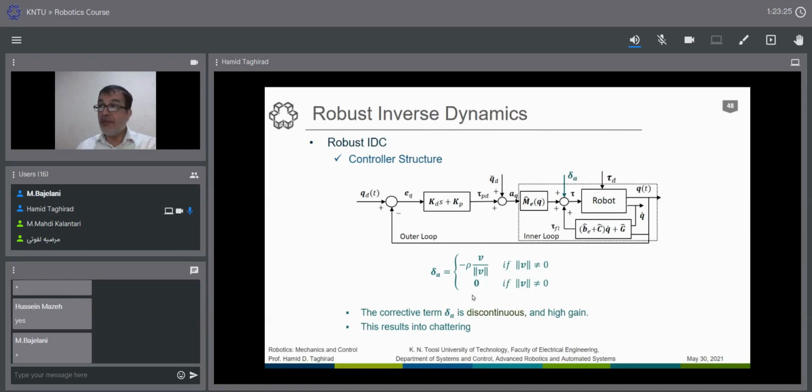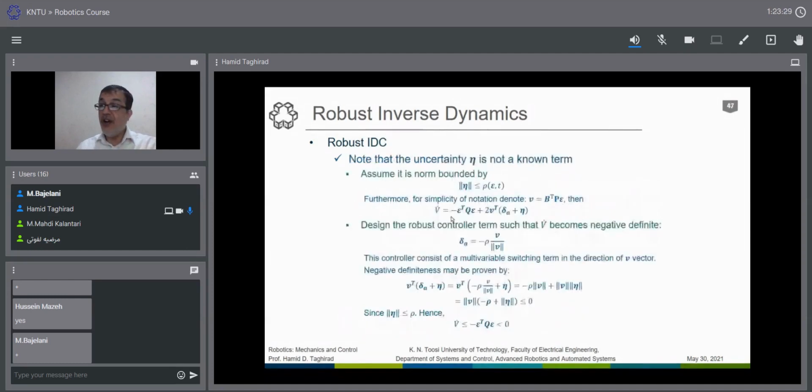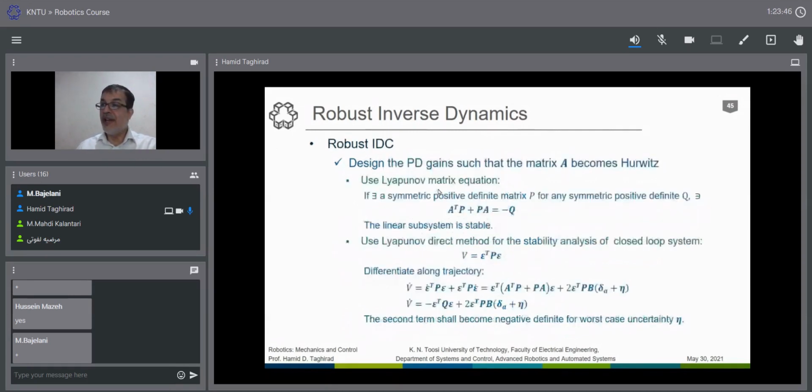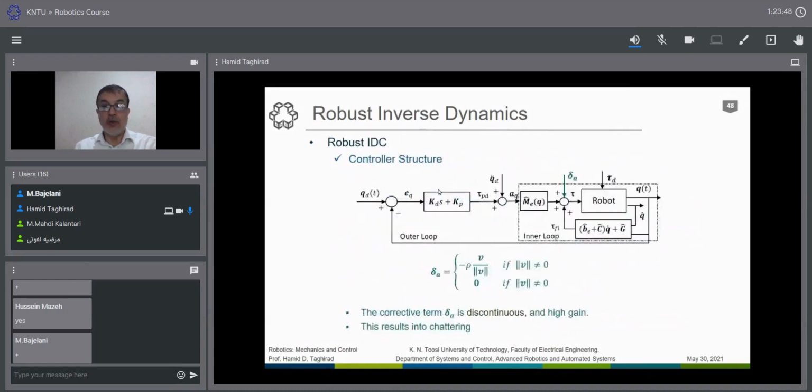Don't forget that KP and KD, which are the linear part, are very important. KP and KD can shape the transient response, the zeta and the omega n that you would like to have, and you can use the linear controller part to have this going on very well.